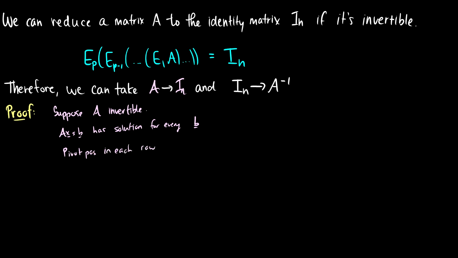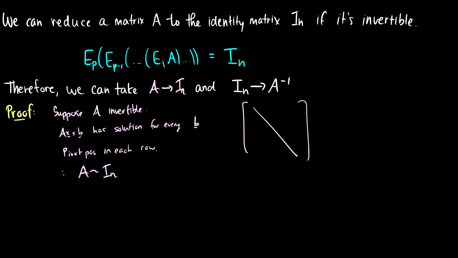Okay, so here's a question. If A is invertible, what's the size of the matrix? Well, the matrix has to be square, right? And if it's square and there's a pivot position in each row, that means we can get to the identity matrix. So there's a pivot in each row, it is reducible, there's a solution, and therefore we can get A to go to the identity matrix. Okay, so we've proven that we can get A to the identity matrix.